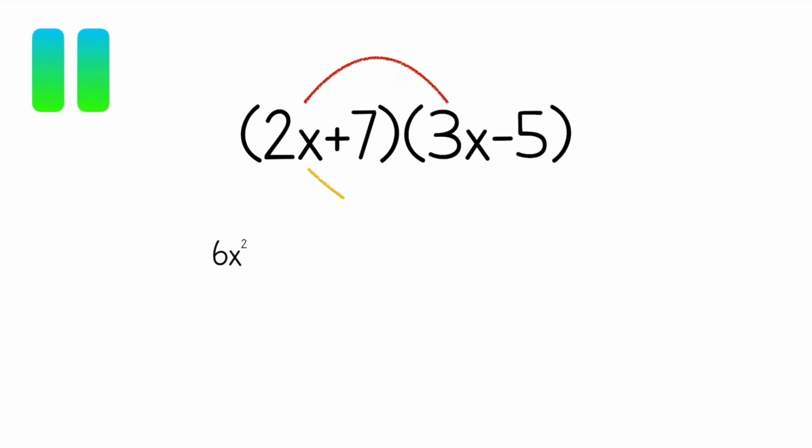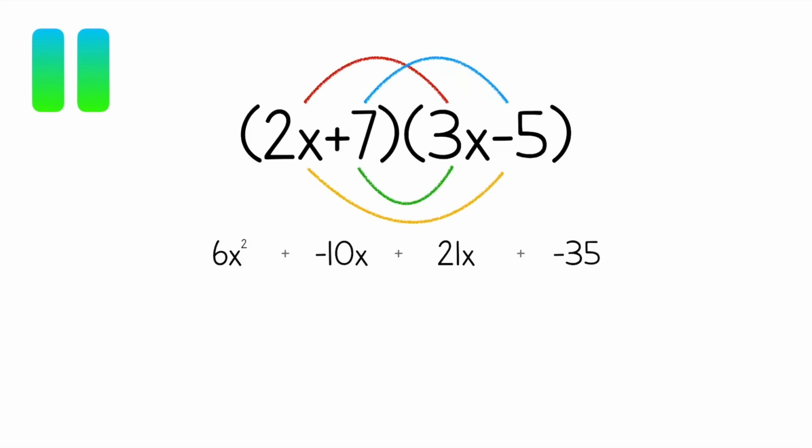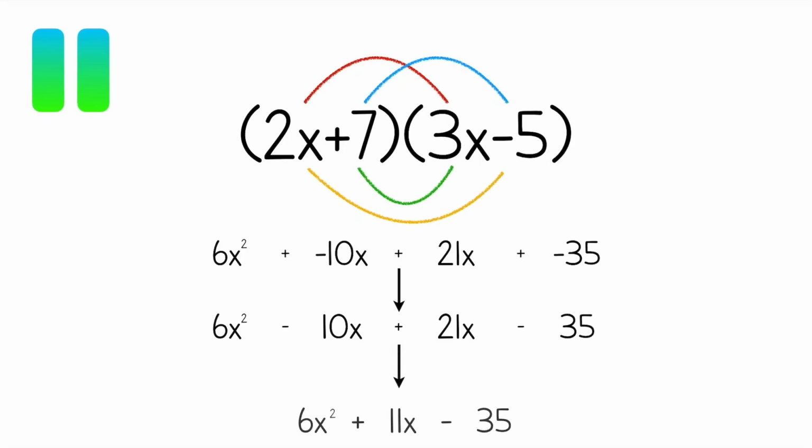Then we have O for outside, so we'll multiply 2x times negative 5, which is negative 10x. Then we have inside, so 7 times 3x is 21x. And then we have last, so 7 times negative 5 is negative 35. And then we can just add everything together, and just like before, we have a plus negative right here and a plus negative right here, so we can just change those to minus signs. So we have minus 10x instead of plus negative 10x. And then just like before, we have like terms right here, so negative 10x plus 21x gives us 11x. So we can simplify to 6x squared plus 11x minus 35, which is our final answer.